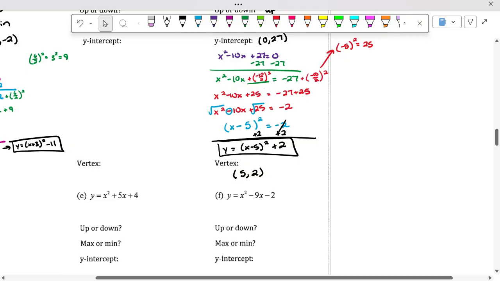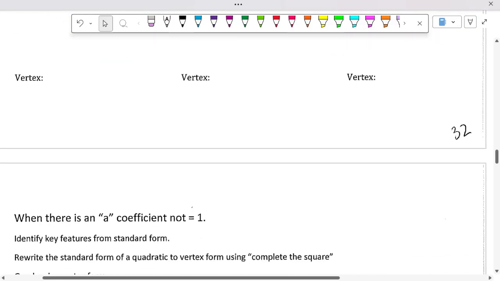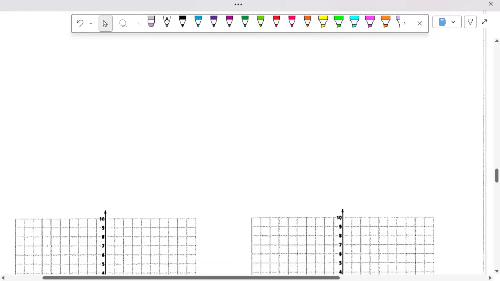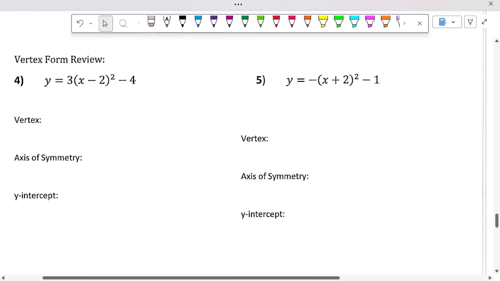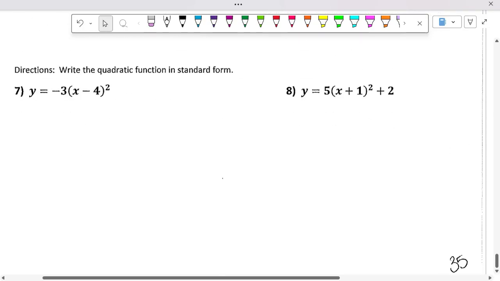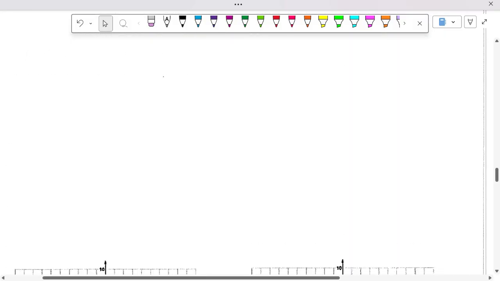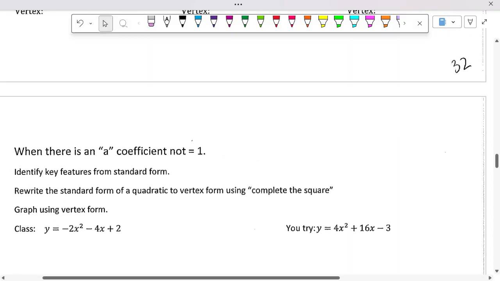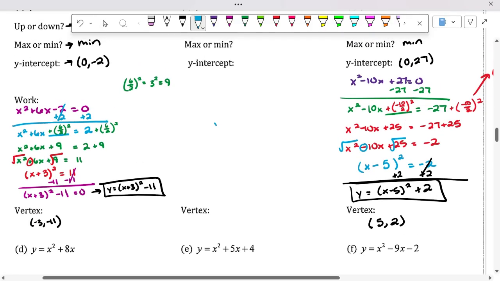Any questions on completing the square? All right. Your homework for tonight is page 34 and 35. So homework for tonight, page 34, 35.